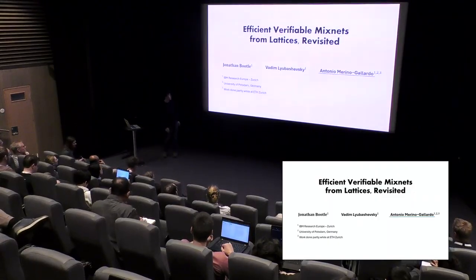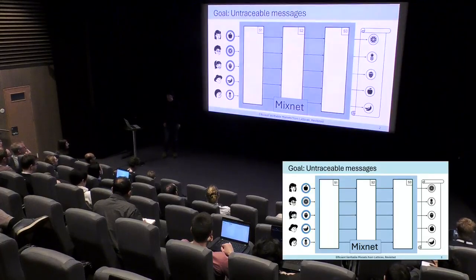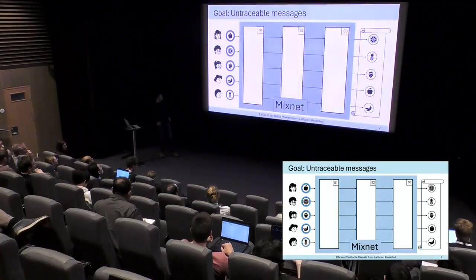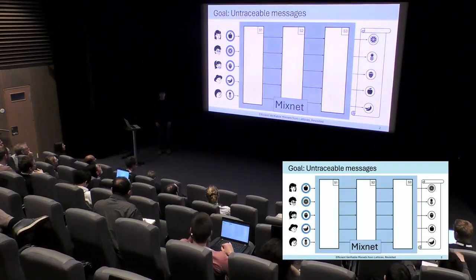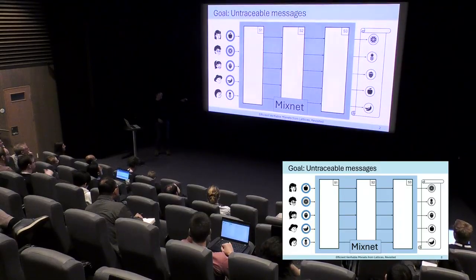This is joint work with Jonathan Bootle and Vadim Lyubashevsky. Okay, so the setting is as follows. We have some set of users, on the left, and they have some messages that they want to publish. And we have some public board on the right, where the messages will end up being published. Now the mixnet is this group of servers in the middle that take as input the ciphertexts encrypting the messages and finally output all the messages.